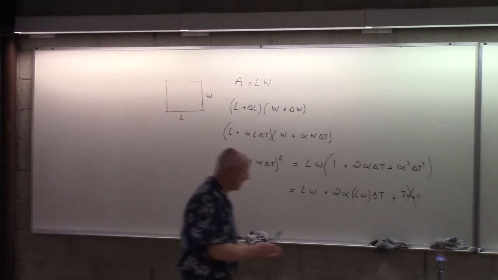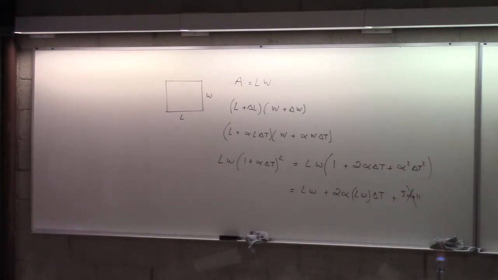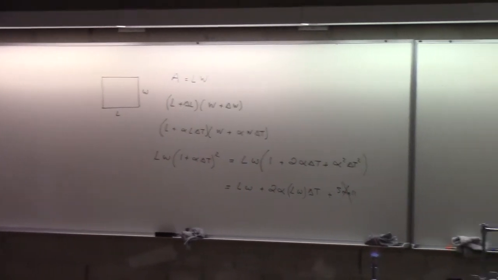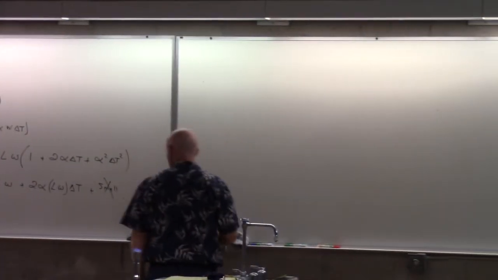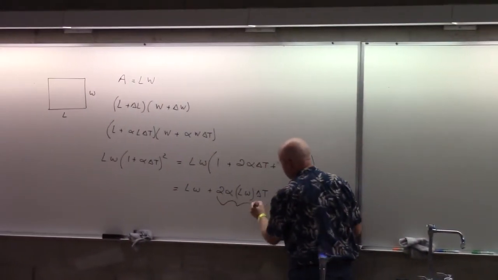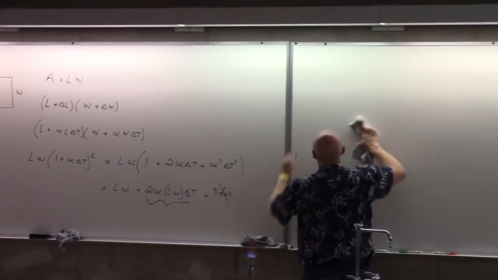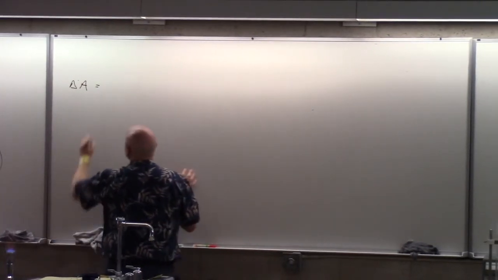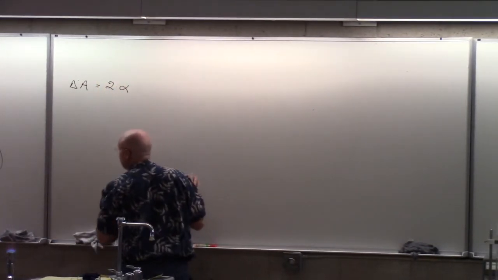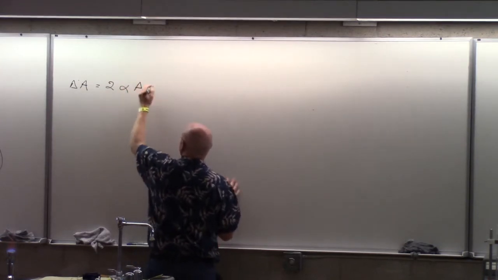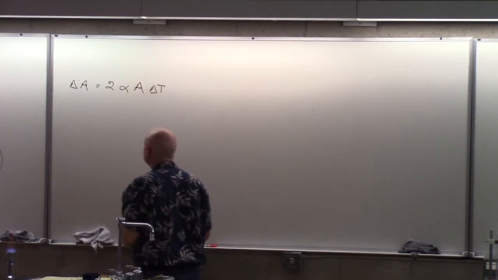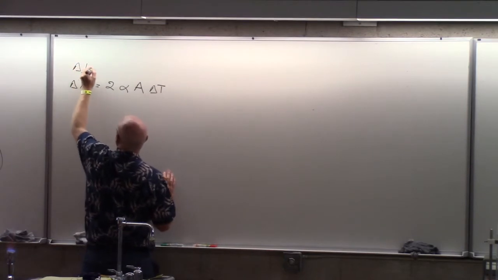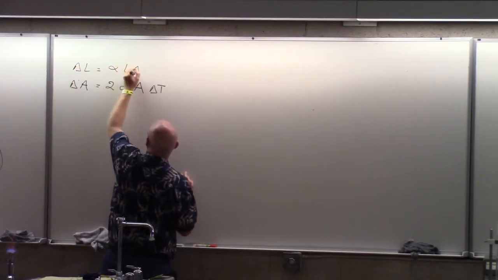And here's what I'm getting at. What I'm trying to get you to see is that if you wanted to know how much the surface area increased by, you could just say it's this piece right here. That is, the change in area would equal 2 alpha times the original area times delta t. Doesn't that look a lot like delta L equals alpha L delta t?